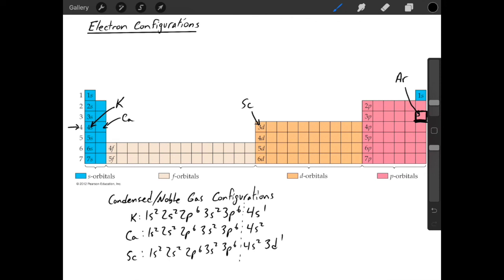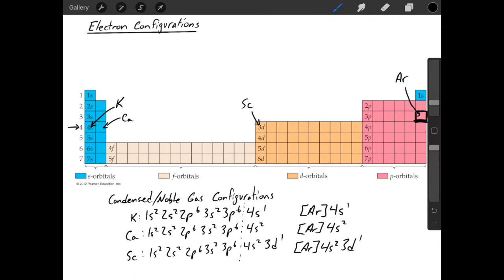So for potassium, you could simply write the electron configuration as argon with a 4s1 electron, or calcium as argon with 2 4s electrons, or scandium as argon with 2 4s electrons and a 3d electron.